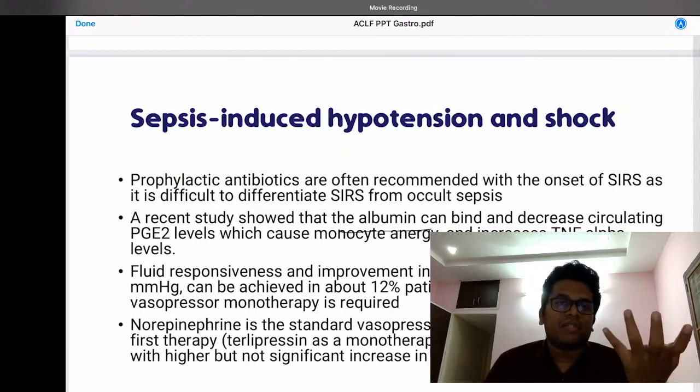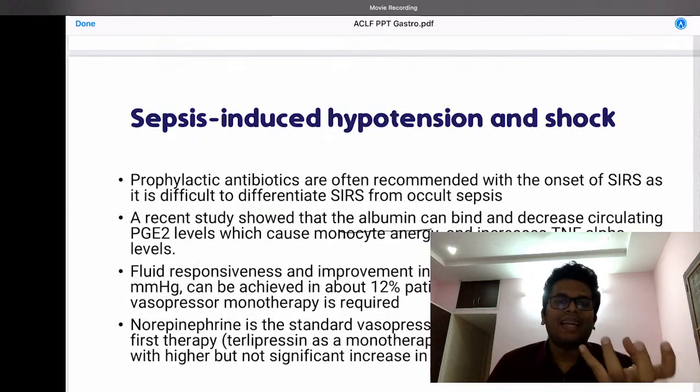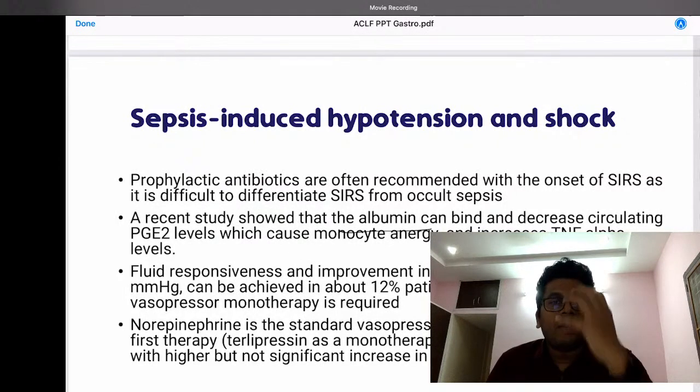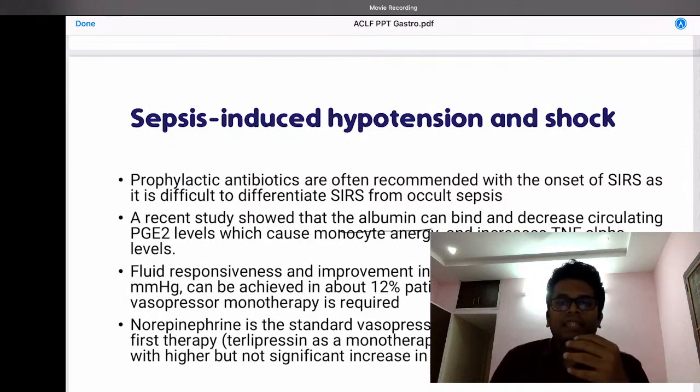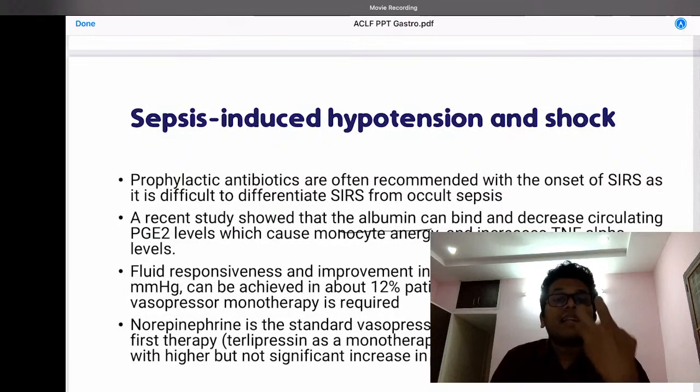to attack the sepsis. So what we should know in this condition is that in ACLF there is a cytokine storm, but there are also some cytokines which cause a kind of immune paralysis. That is, the responsiveness of the macrophages or the monocytes is blunted. So that gets unmasked. That is actually caused by PGE2 levels. So albumin reduces PGE2 levels and increases the responsiveness.